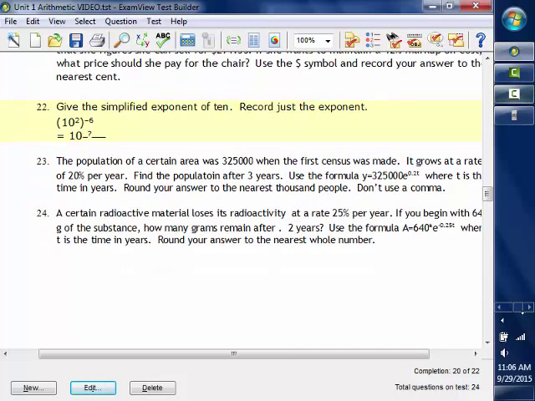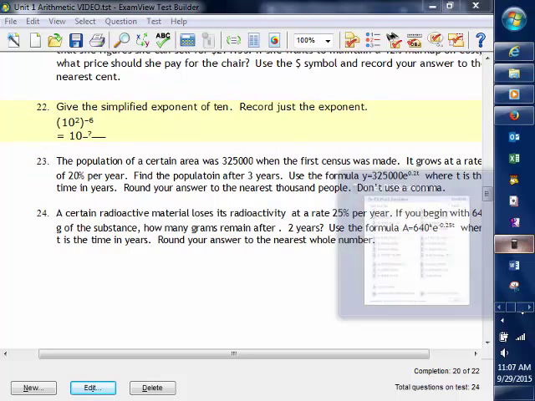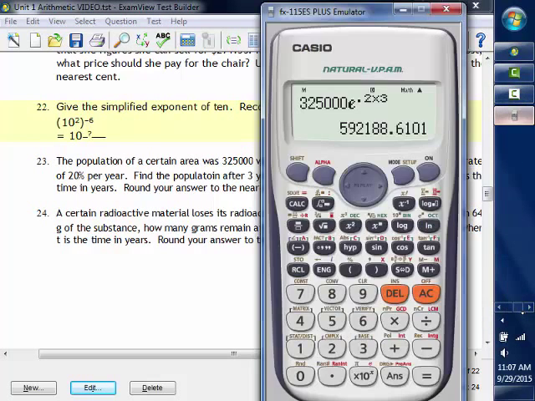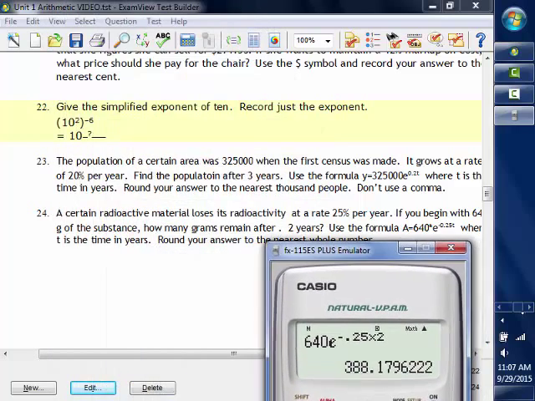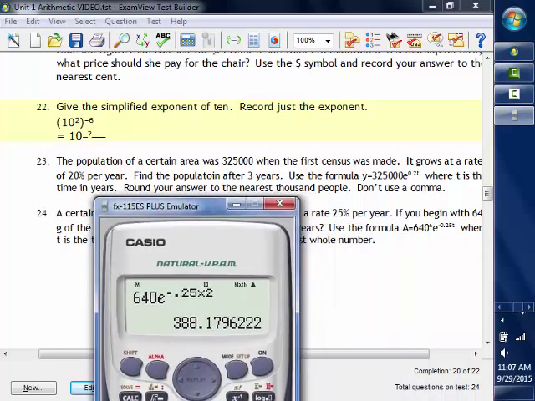Next one, same kind of a thing, you guys. Do the problem exactly the way it's listed there. So we take 640 e to the, now you notice you don't need the times because your calculator will automatically do it. Make sure you put in the negative sign. That's what people do wrong on this one. Negative 0.25. Exponential decay, you always have a negative sign there, and then it's 2 years, so times 2, and you get 388. In decay, your number is going to get smaller, so if you start with 644, you're down to 388.